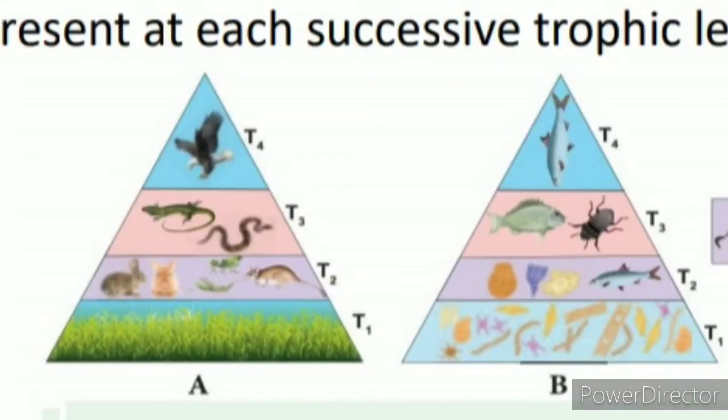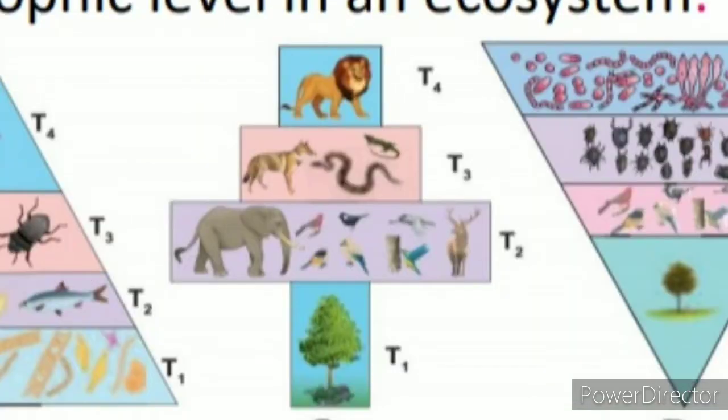There is a gradual decrease in the number of organisms in each trophic level from producers to primary consumers and then to secondary consumers and finally to tertiary consumers. Therefore, pyramids of number in grassland and pond ecosystem are always upright. In a forest ecosystem, the pyramid of number is somewhat different in shape.